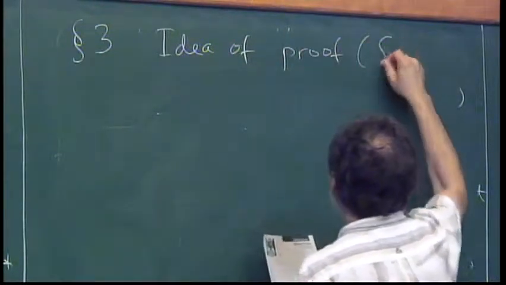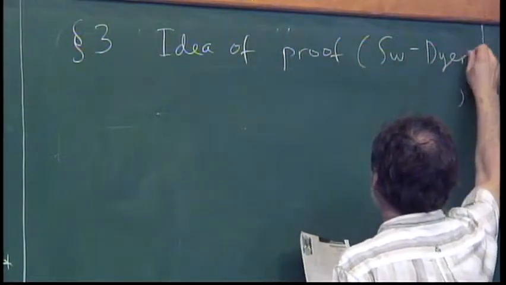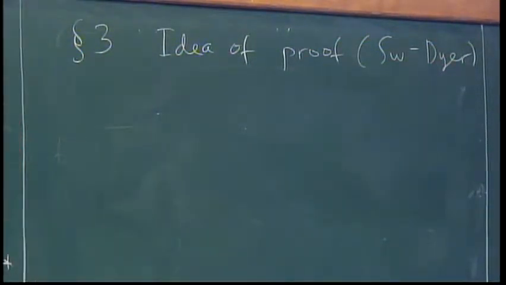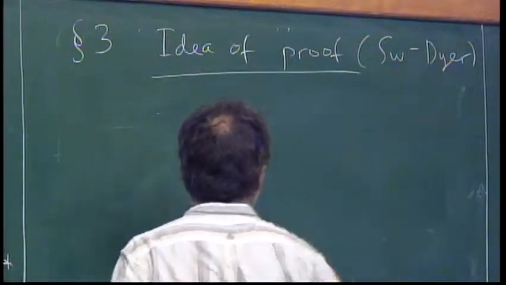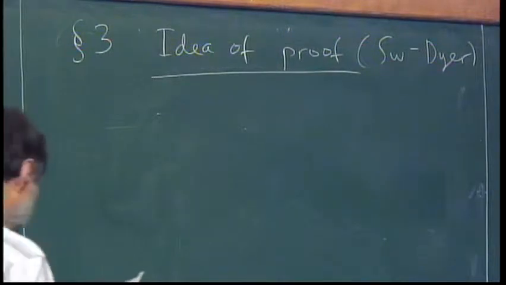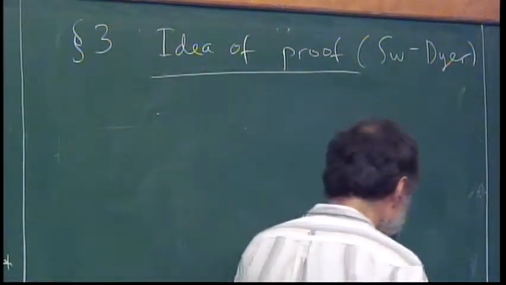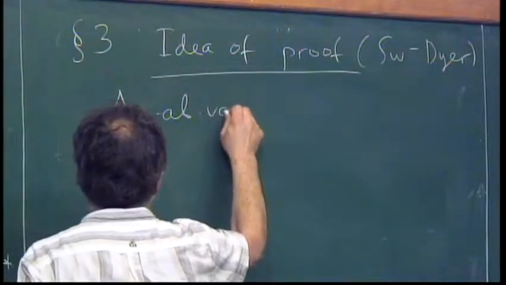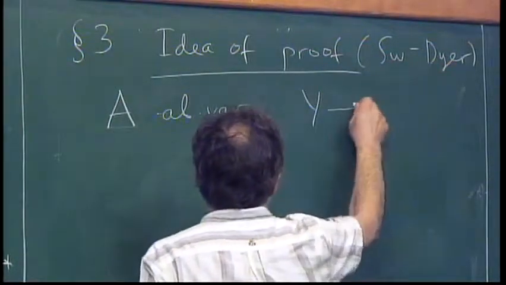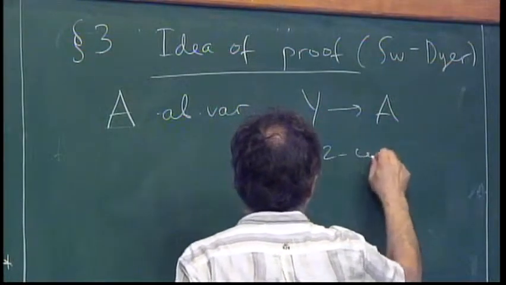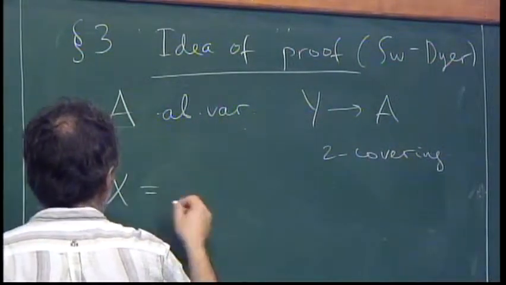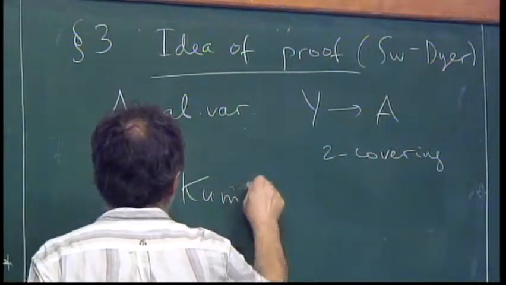And as I said, it goes back to Swinnerton-Dyer. It's a really, really clever idea, but it's somewhat crazy and doesn't always work. I'll explain its limitations after I explain the idea. So, the first observation. The general situation is: suppose we have an abelian variety A, a 2-covering Y, and the associated Kummer variety X.